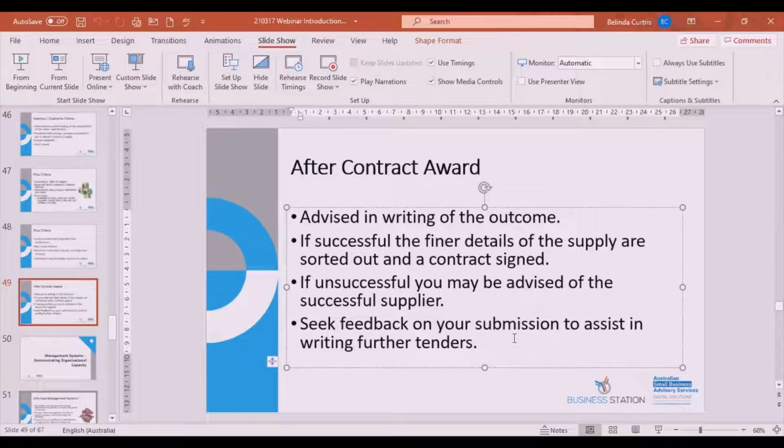So if successful, you'll negotiate the contract and get on with the job. If unsuccessful, certainly in government, you'll be advised of the outcome and possibly who the successful supplier is. But importantly, I'd encourage you to seek feedback on your submission. You are entitled to seek feedback, and that will assist you in future tenders. So do seek feedback. So that's the tender process.